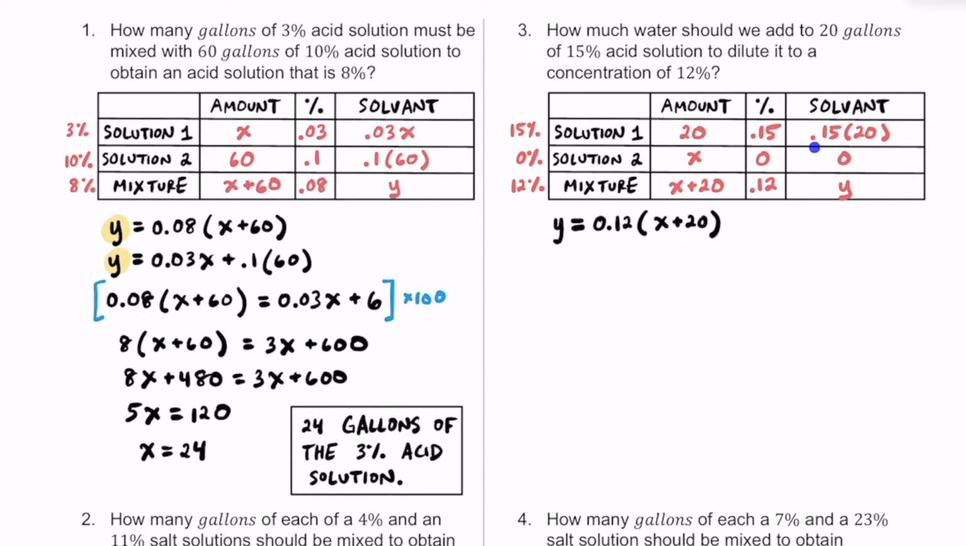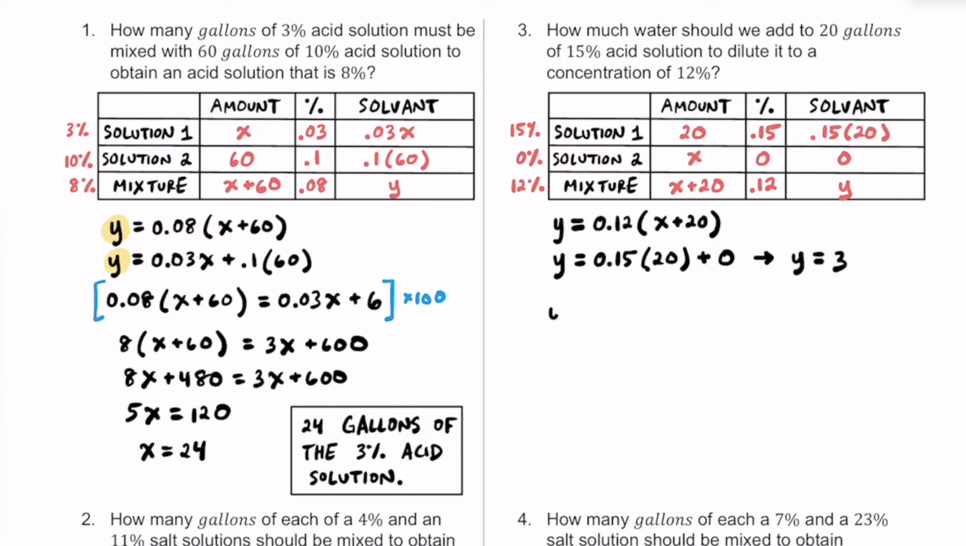But we also know that if we take the solvent in the first solution and add it to the solvent in the second, we should get the amount of solvent in the third solution. So we can also say that y, which is the amount of solvent, is going to be 15% of that 20 gallons, plus I guess we could say 0% of the x gallons, but I'm just going to write 0 here. And then we don't really need to write the 0, and we can just multiply 15% of 20, which is just going to be equal to 3. So maybe let's simplify this and say y is equal to 3. This just means that this is going to be the total amount of solvent in our mixture.